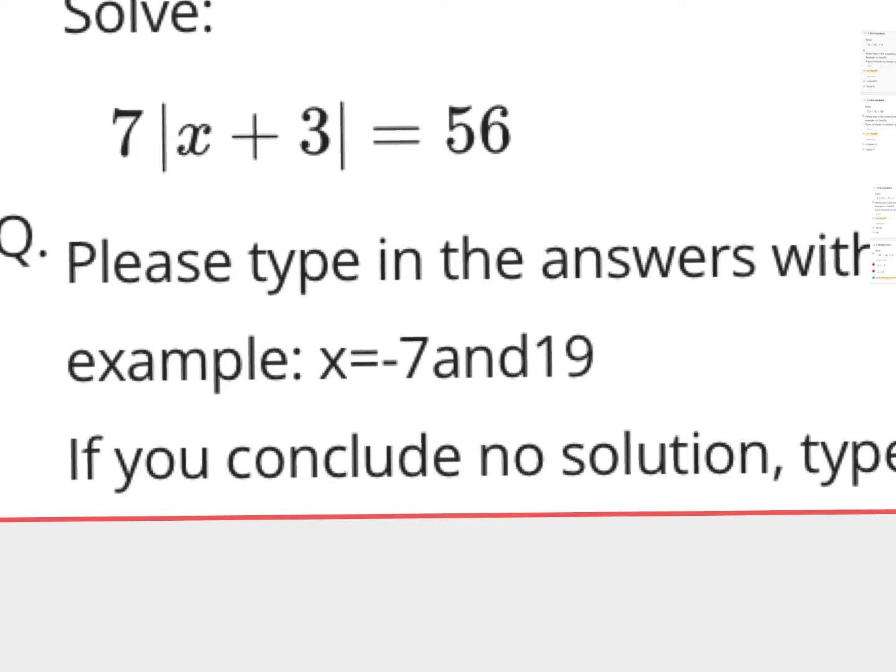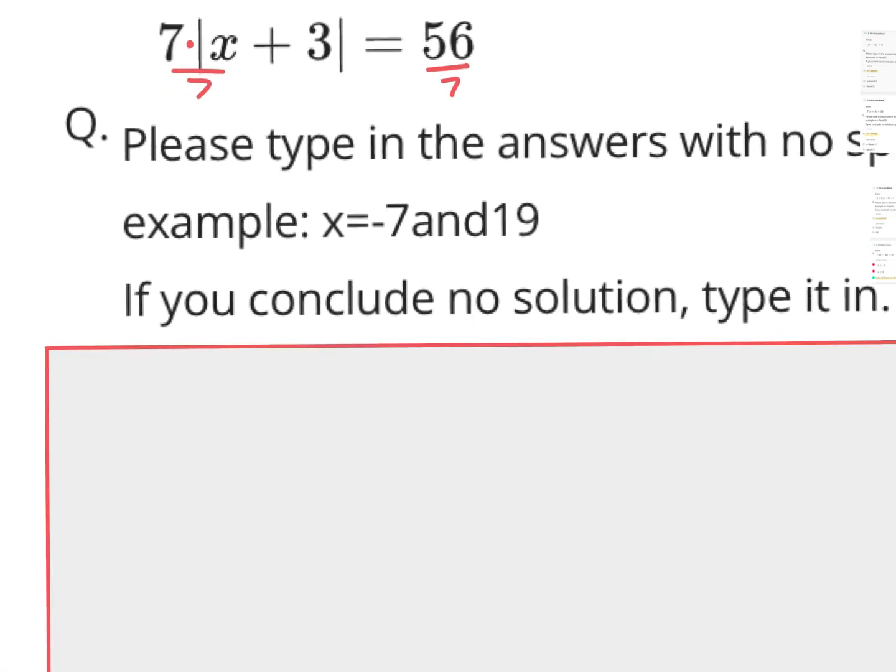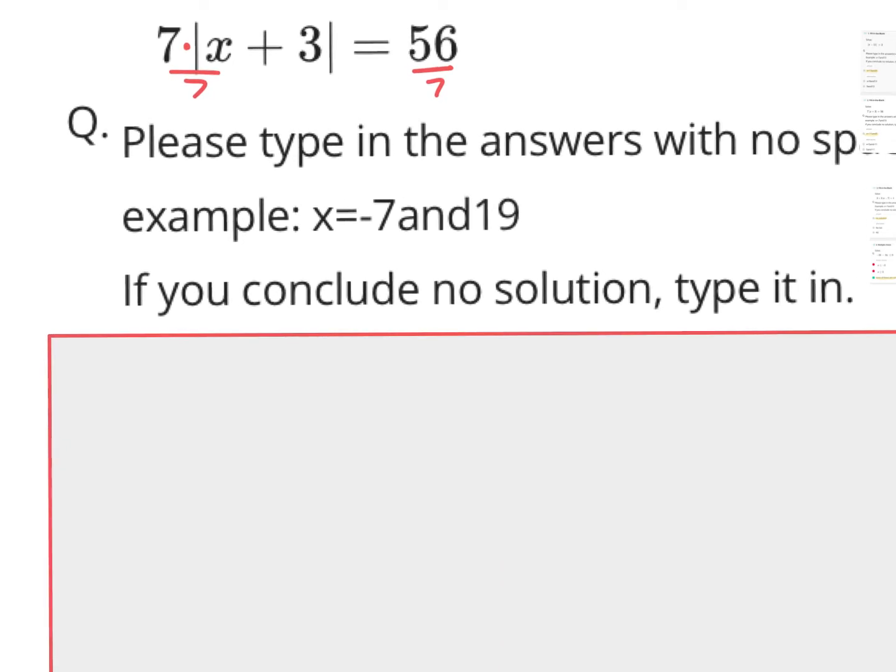It's saying 7 times the absolute value. So in order to get rid of the multiplication of 7, you're going to have to divide by 7, and now this will be your isolated absolute value equation. So up here we have the absolute value of x plus 3. Notice I don't have the 7 anymore because it canceled out. I have the equal sign. Let me bring that down. Equals, and 56 divided by 7, that is 8. So there's my isolated absolute value equation.